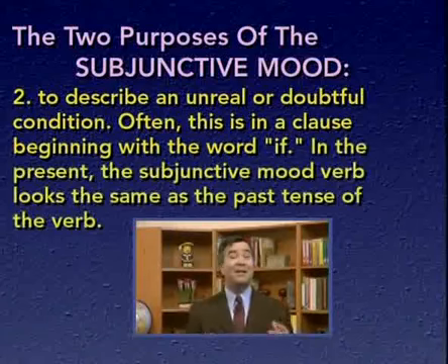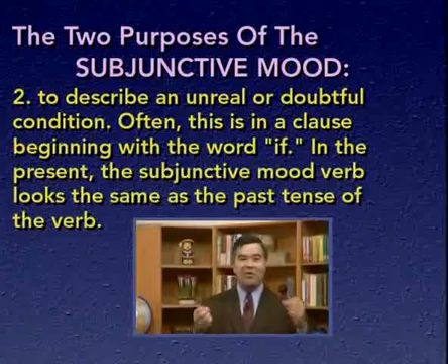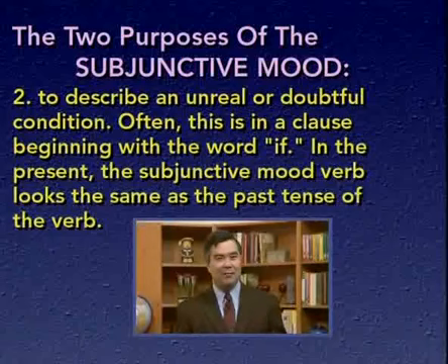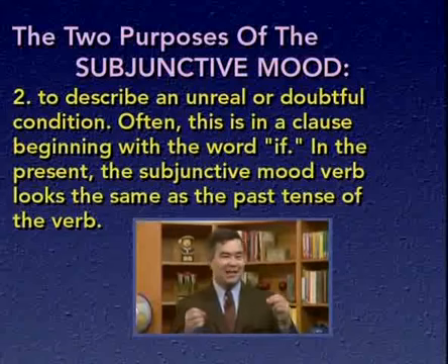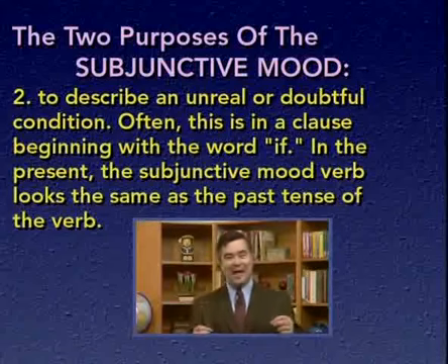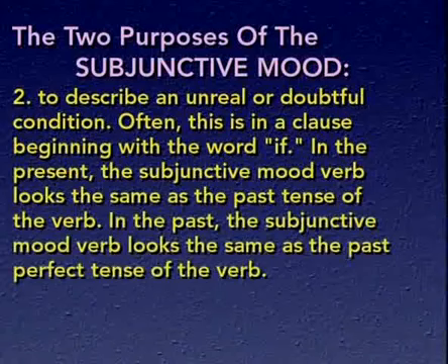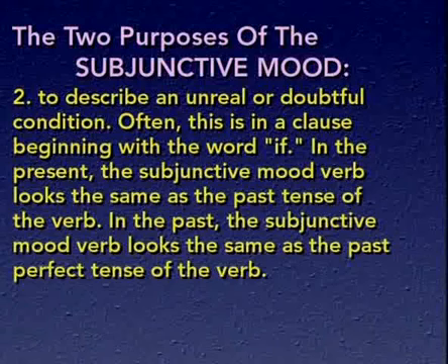First, if we're talking about something happening now, in other words, in the present, then the subjunctive mood verb looks the same as the past tense of the verb. So if we're describing something happening now in the present, the subjunctive verb looks the same as the past. On the other hand, if we're describing something happening in the past, then the subjunctive mood verb looks the same as the past perfect. Remember, the past perfect is formed with the helping verb had and the past participle.